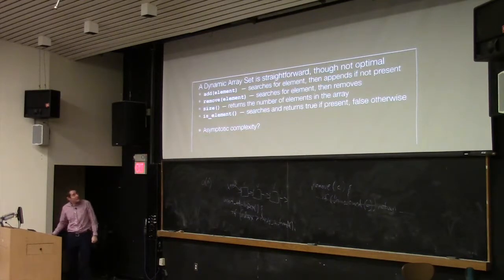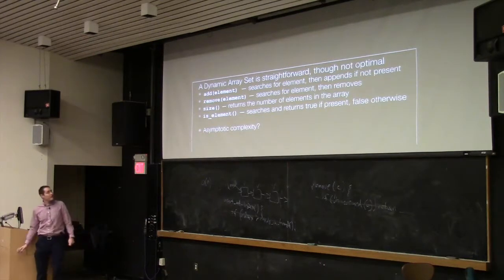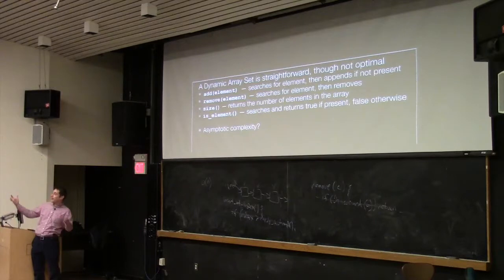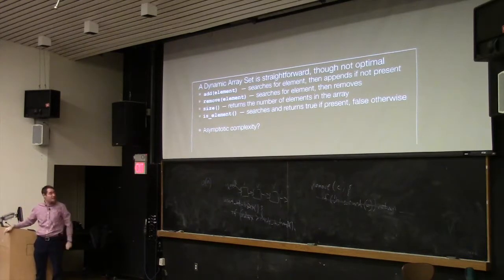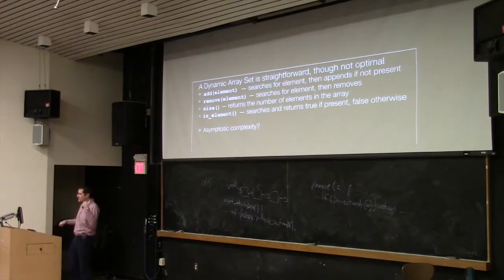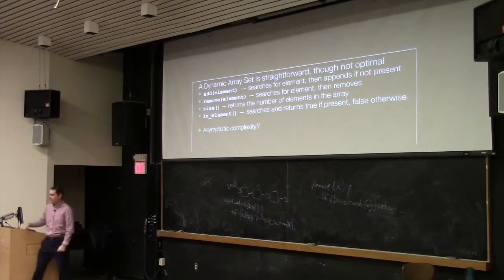But let's talk about a dynamic array set. Add element just searches for the element, then appends it. Generally, append is used because you've got to search for it first, so you might as well stick it at the end. Remove element searches for it and removes it. Again, with a dynamic array, if you find an element in the middle, you better shift everything else backwards. So you've got to do that. And then is element just searches. So the asymptotic complexity for all of these things is what?